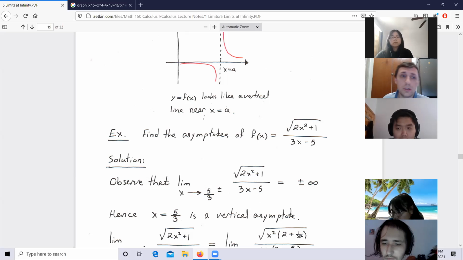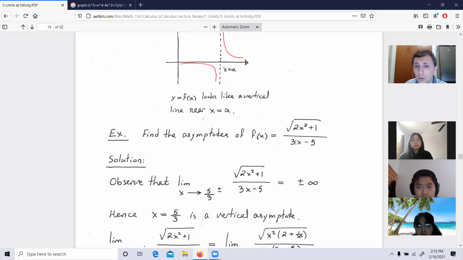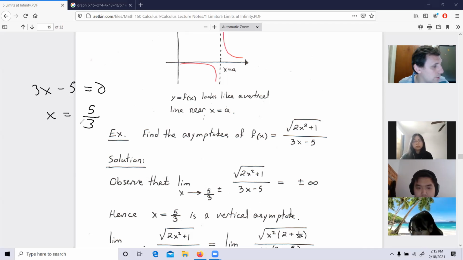The denominator, however, is going to produce 0 if I put in 5/3. Understand? I am interested in this situation. When is 3x minus 5 equal to 0? That's when x is equal to 5/3. You agree? So if that happens, then I get 0 in the denominator. But the numerator, no matter what number I plug in, is positive.